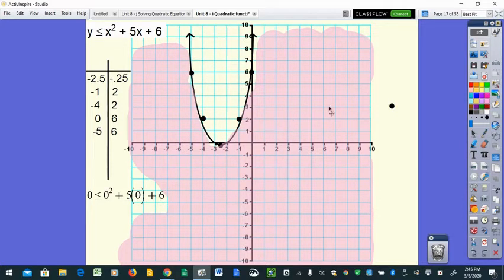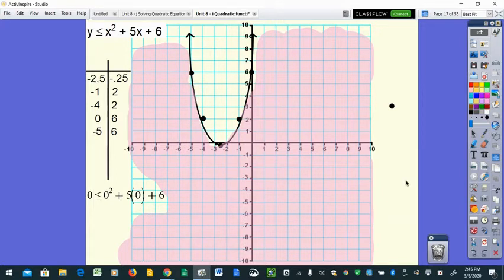So I shaded all here. Every single point in this pink shaded area would make this inequality true. But points in here, for instance, -3, 5, if you substitute -3 in for x and 5 for y, it will not make a true inequality.